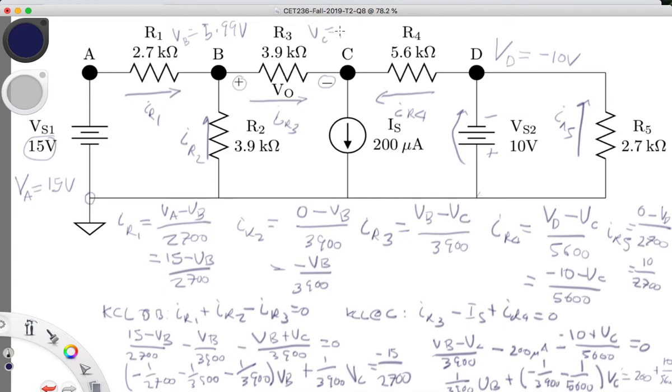So minus 1.034 volts. And that sort of makes sense given that we've got 15 volts here, we've got about 6 volts here, minus 1, minus 10. So it's sloping down that direction. That sort of makes sense. Okay, so that is the question 8 answer from today's tutorial.